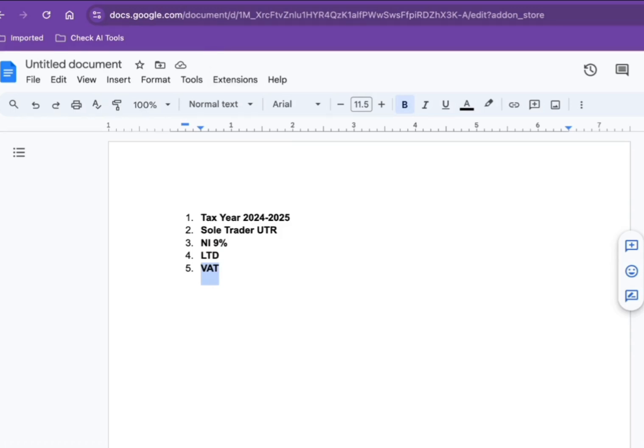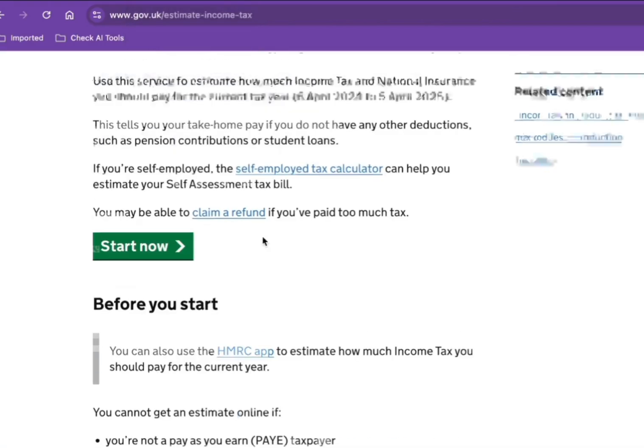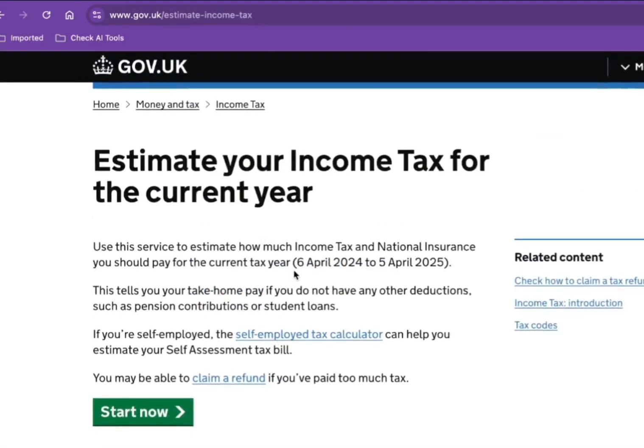So the first one, we're going to talk about the financial year. The financial year is obviously different from a normal year. The financial year normally starts on 6th of April 2024 and ends on 5th of April 2025. So this is what we call the financial year. The normal year starts in January and ends in December, but the financial year runs from April to April.